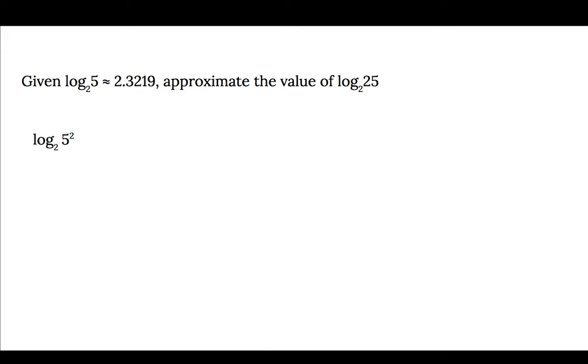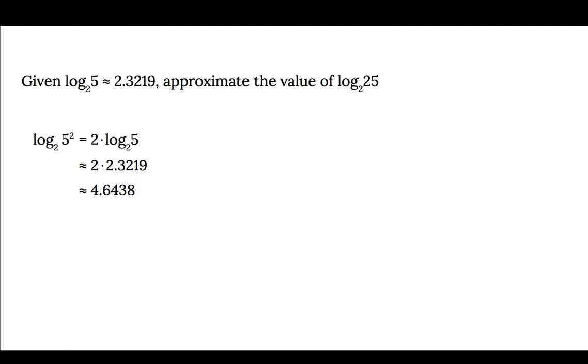So by using the power property, I can take the 2 out front of the log, and I've got 2 times log base 2 of 5. I'll look back into my directions. We have log base 2 of 5 is 2.3219. So I do that, replacing it: 2 times 2.3219. That'll give us a value of 4.6438. So that's using the power property.